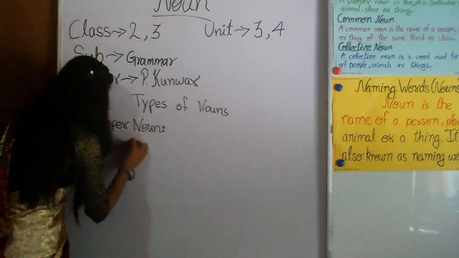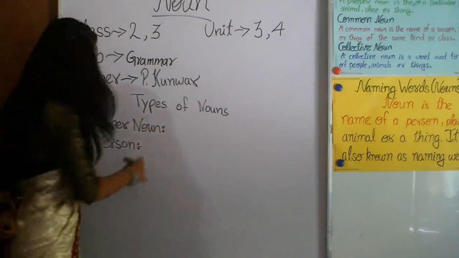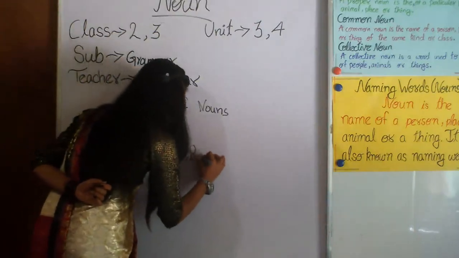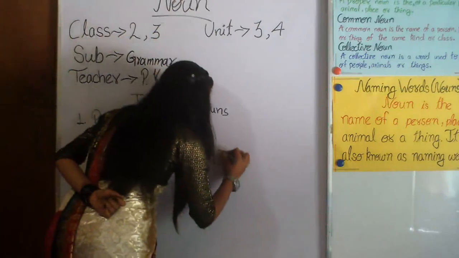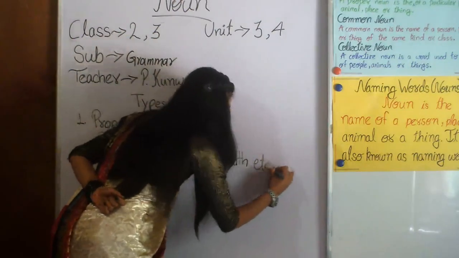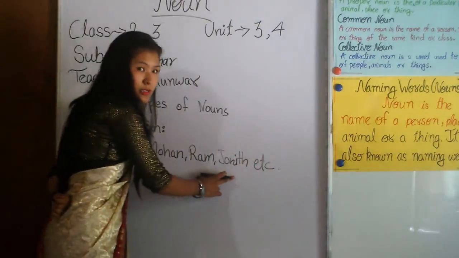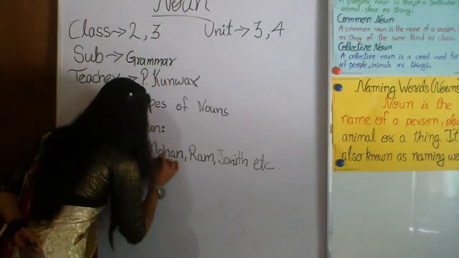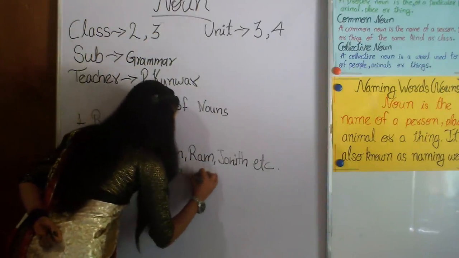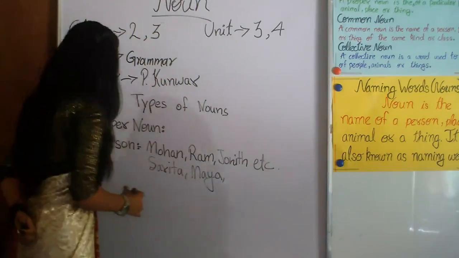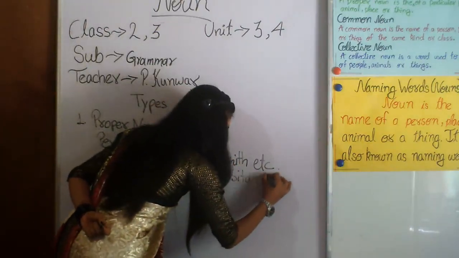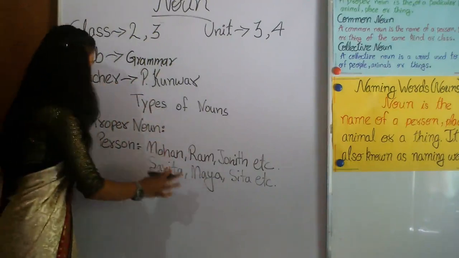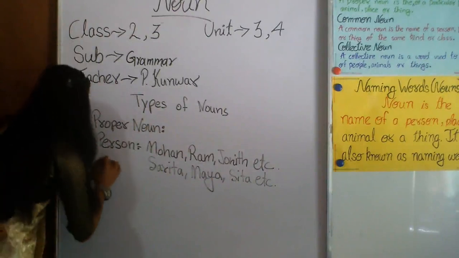So let's write some examples of proper noun. Person. Names of the boys: Mohan, Ram, Johnny, etc. are the names of boys. Names of girls: Sarita, Maya, Sita, etc. are the names given to girls. So these are proper nouns. In the same way, names of animals.